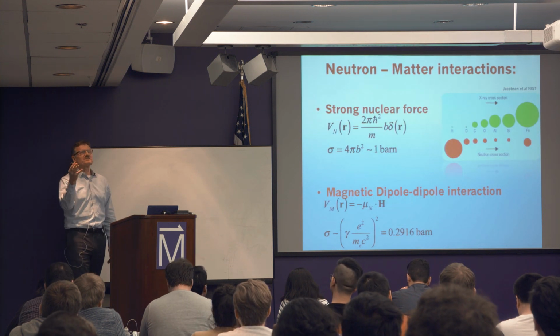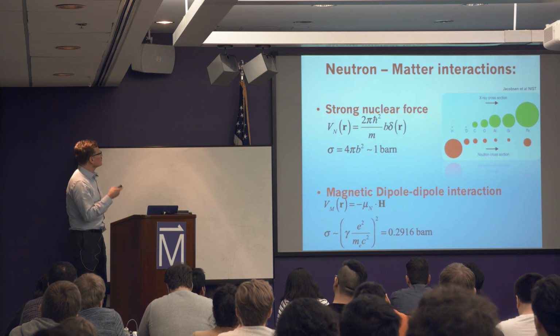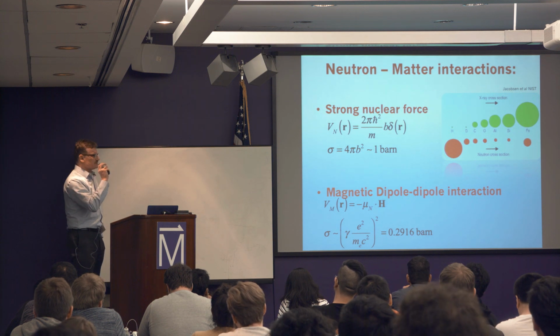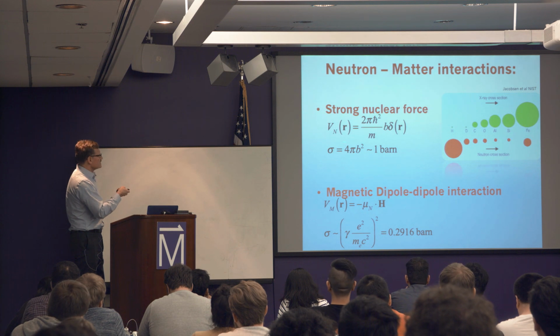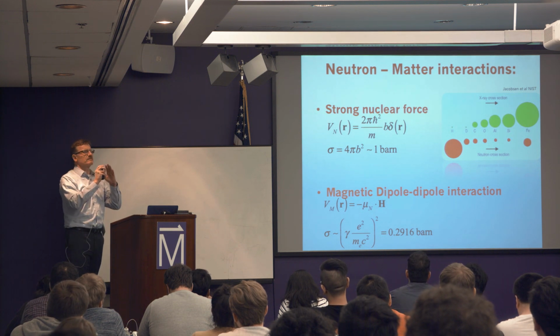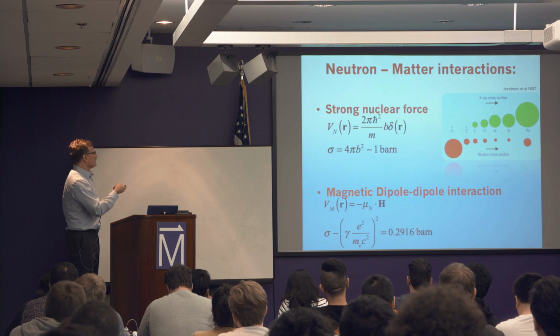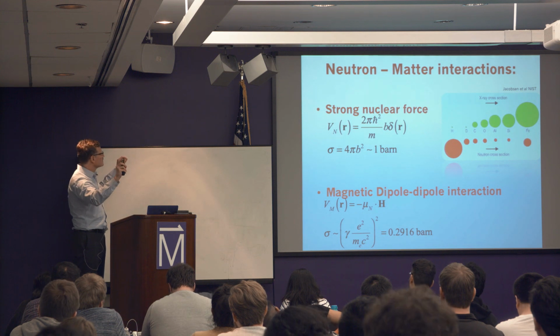Okay, now why do the neutrons scatter at all? It's because they interact with the material through two different forces, the strong nuclear force interacting just specifically with the nuclei. And actually that interaction can be described, because the nucleus is on the femtometer scale, like a so-called Fermi pseudo-potential, just a Dirac delta function at the location of the nucleus.